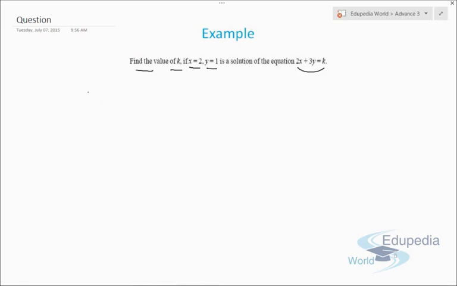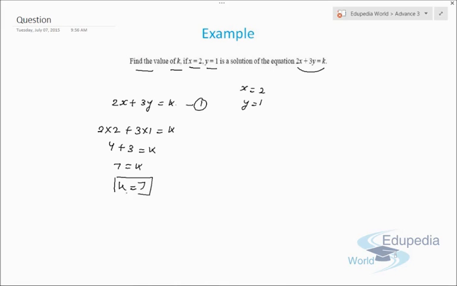So let's see how we can do this. We have equation 2x + 3y = k. Now we have x as 2 and y as 1. When we put the values of x and y in equation 1, we get 2 into 2 plus 3 into 1 equals k. What we get is 4 + 3 = k. We get 7 = k. So we get k as the value of 7. We are getting the value of k as 7. So this is how we can find the value of k if the values of x and y are given and the equation is given.